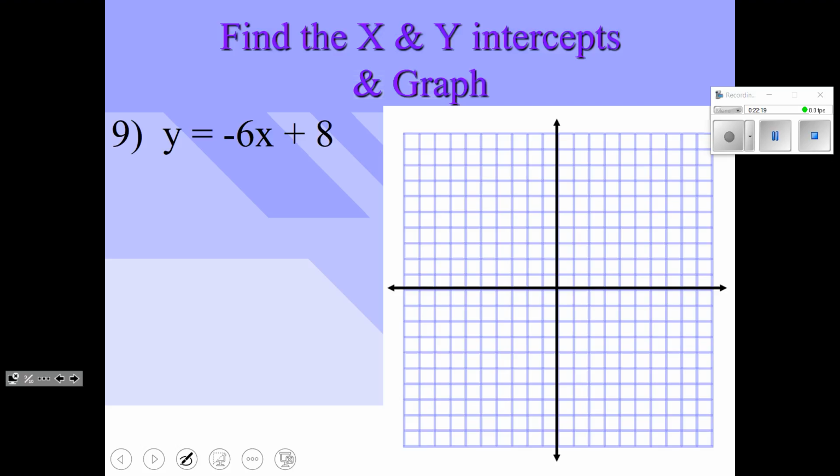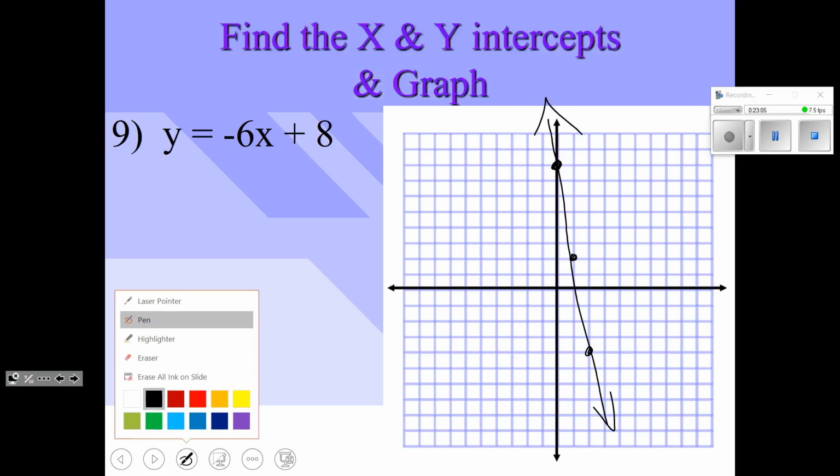Graph this, and I'm not telling you which way to graph it. So which means you can do what? Anything you want. If this were me, what form is it in? So you know what? If this were me, guess what I would do? 1, 2, 3, 4, 5, 6, 7, 8. And then I would go down 6, right 1. Down 6, right 1. And there's your line. That's what I would do. If you did it the other way, that'd be fine.